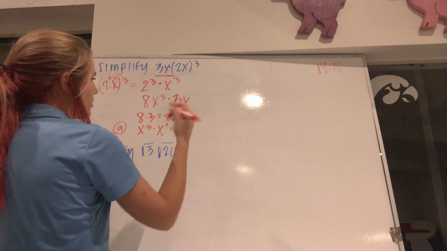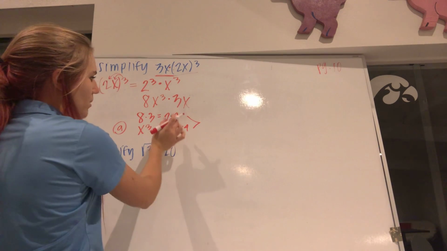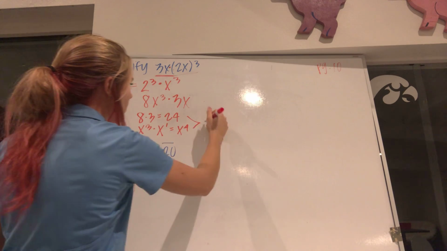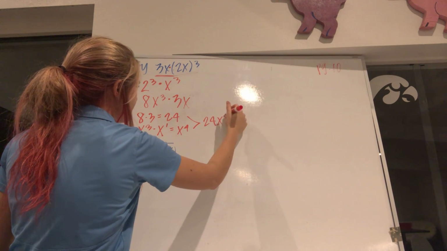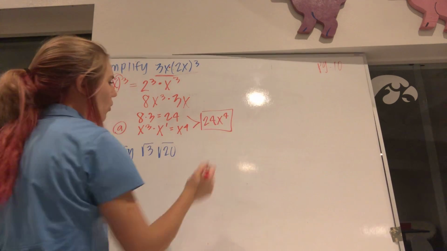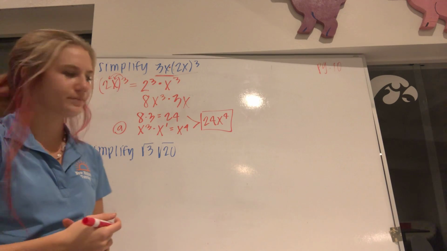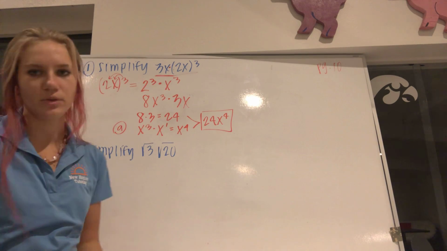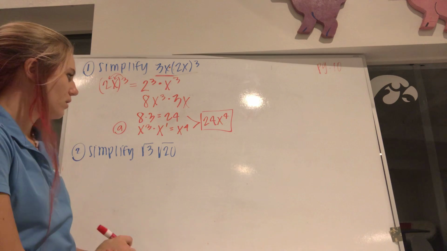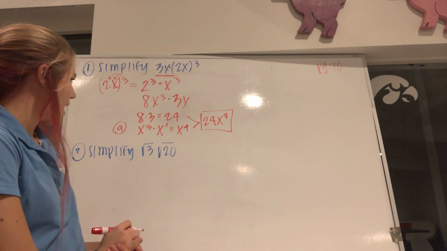x to the fourth. So then our final term, combining both our number component and our variable component, is 24x to the fourth. And that's really as far down as we can simplify it. Awesome. Okay, so that's number one.